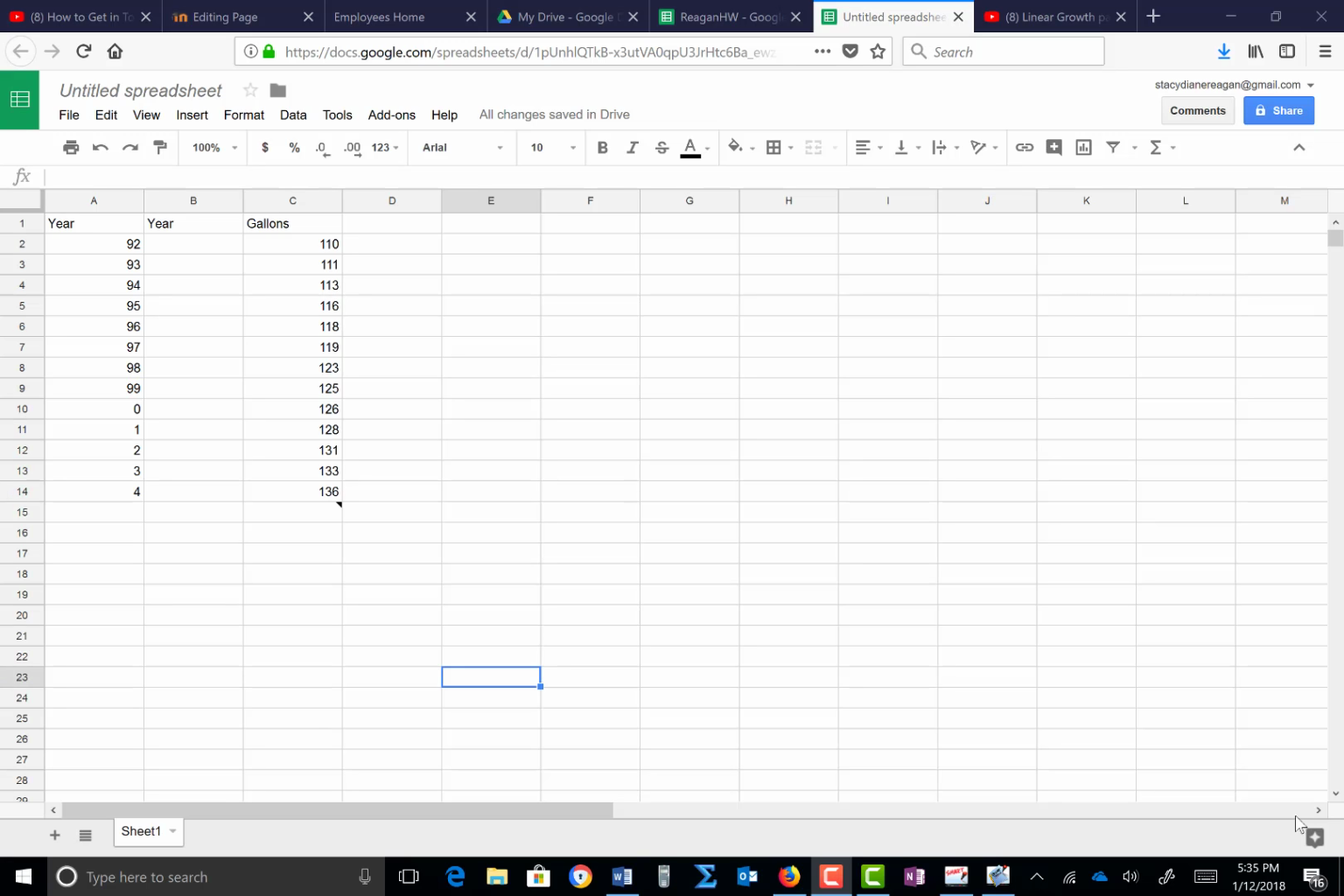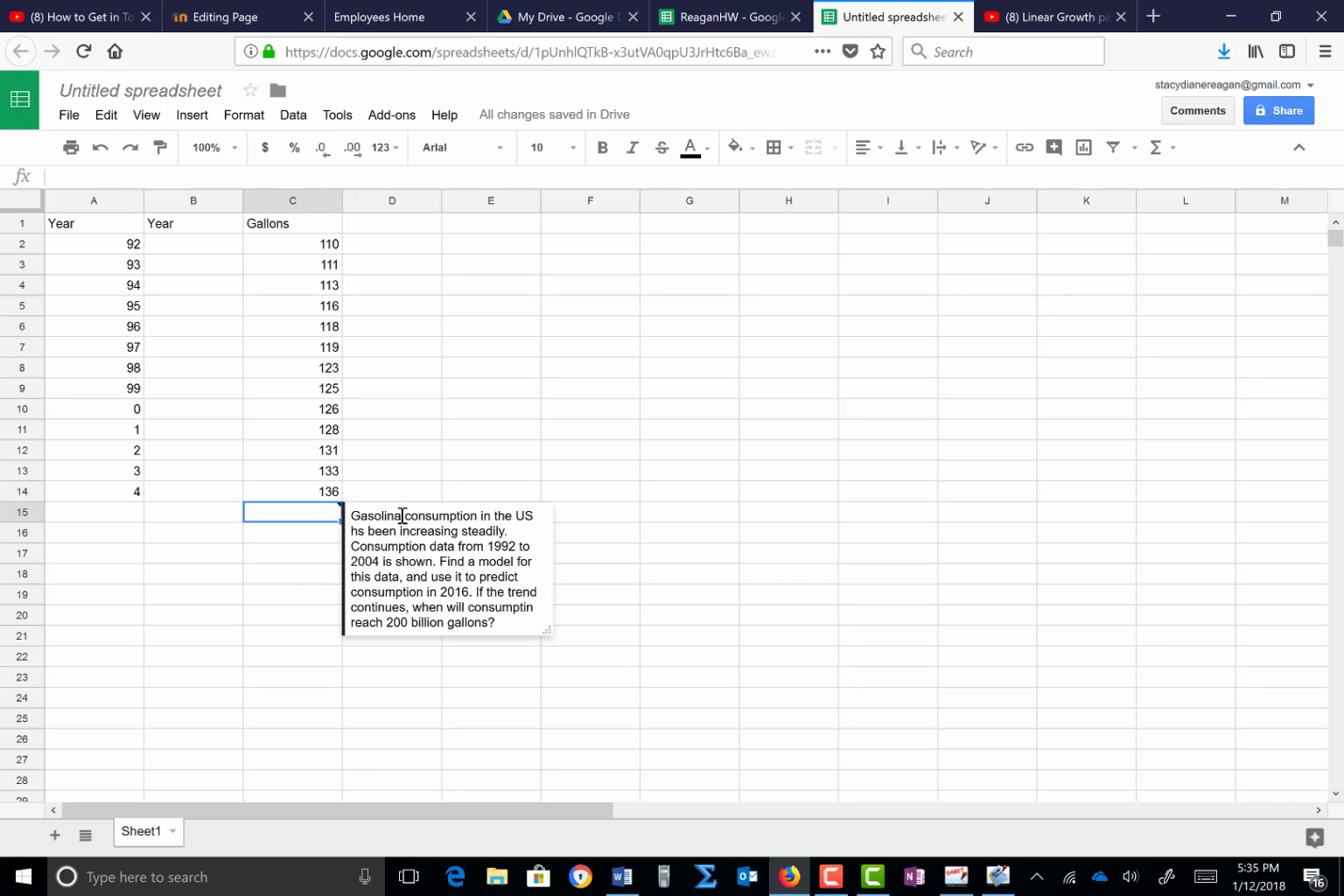This problem is example 2 on page 176. Just to refresh you of what it says: gasoline, and I have a typo there, so let me change it. Gasoline consumption in the U.S. has been increasing steadily. Consumption data from 1992 to 2004 is shown. Find a model for this data and use it to predict consumption in 2016. If the trend continues, when will consumption reach 200 billion gallons?